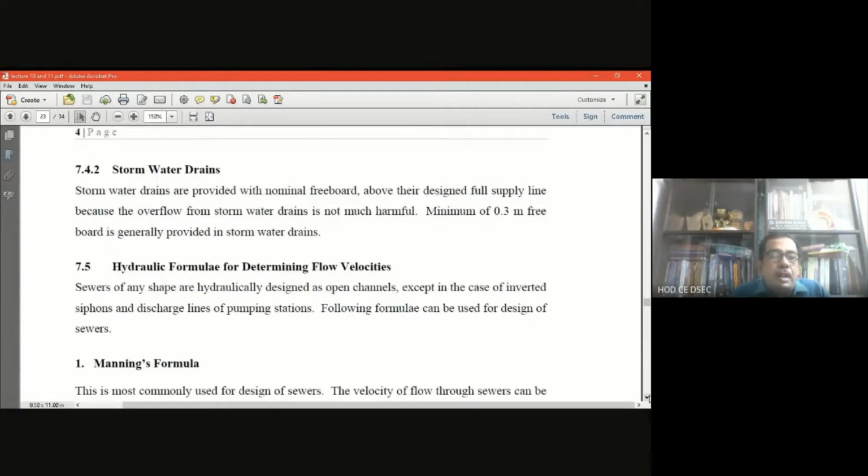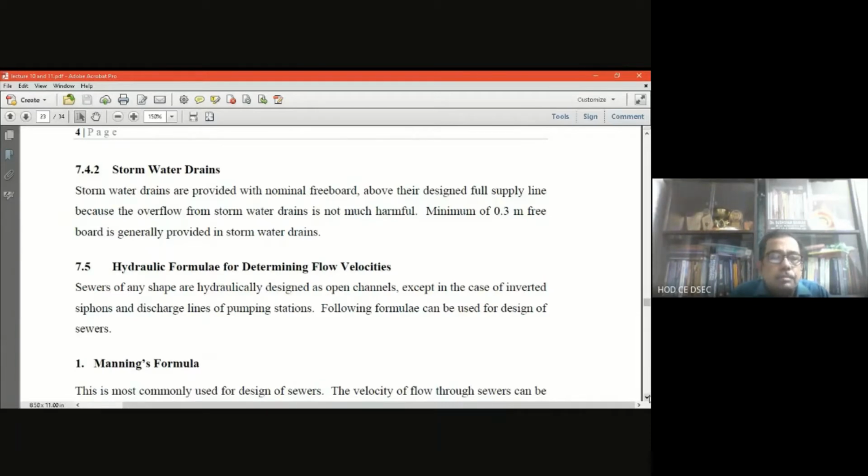So now we'll come to the point of the stormwater drain. As we know, there are standard guidelines for the freeboard. We maintain a minimum of 3 meter freeboard, generally provided in the stormwater drain. But this flow occurs under pressure.